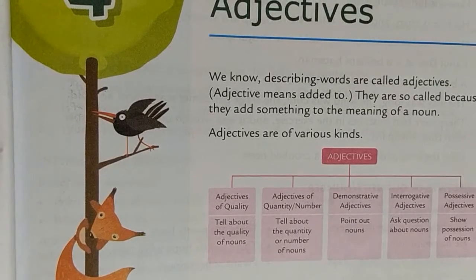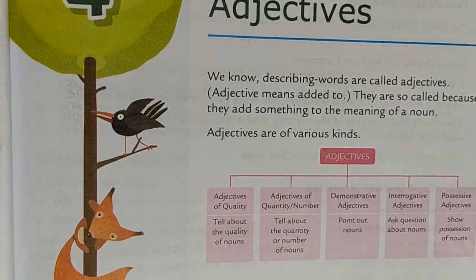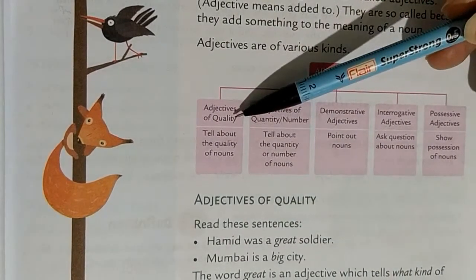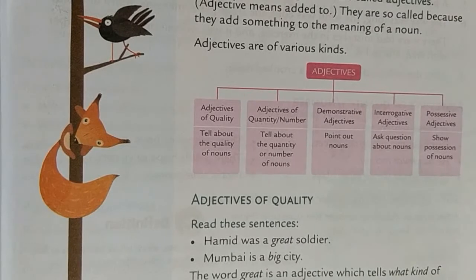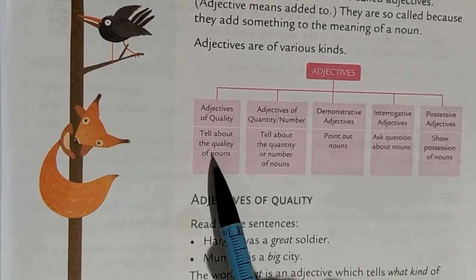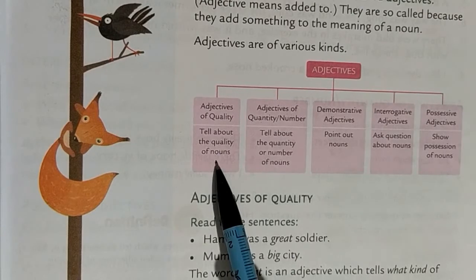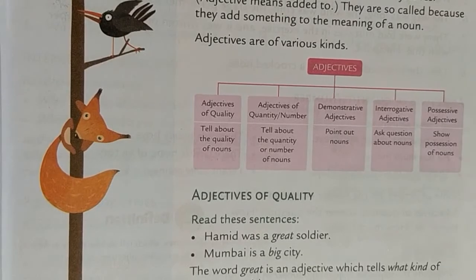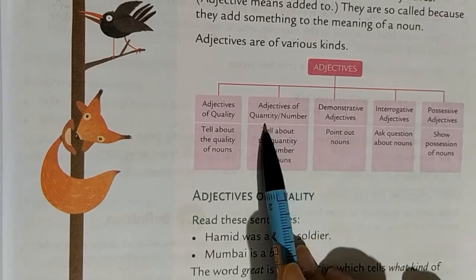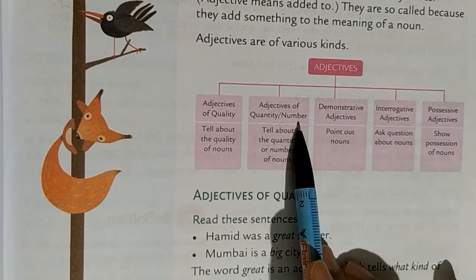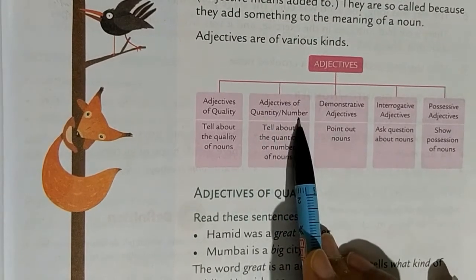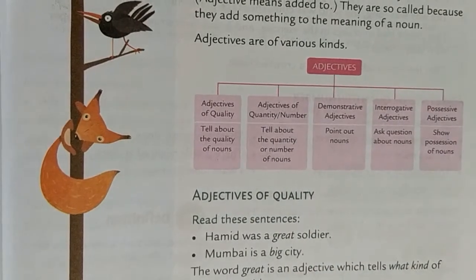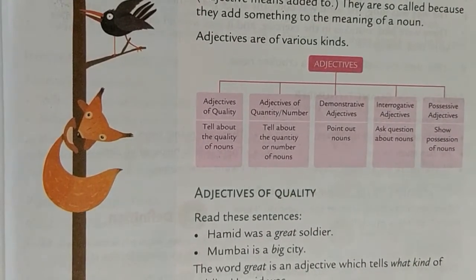There are 5 kinds of adjectives in your book. The first one is adjective of quality. It tells you the quality of a noun, what quality that noun has in a particular sentence. Then adjective of quantity and number. Quantity and number are different. Quantity you cannot count, number you can count. It tells about the quantity or number of a noun: how much is the quantity or how many is the number.